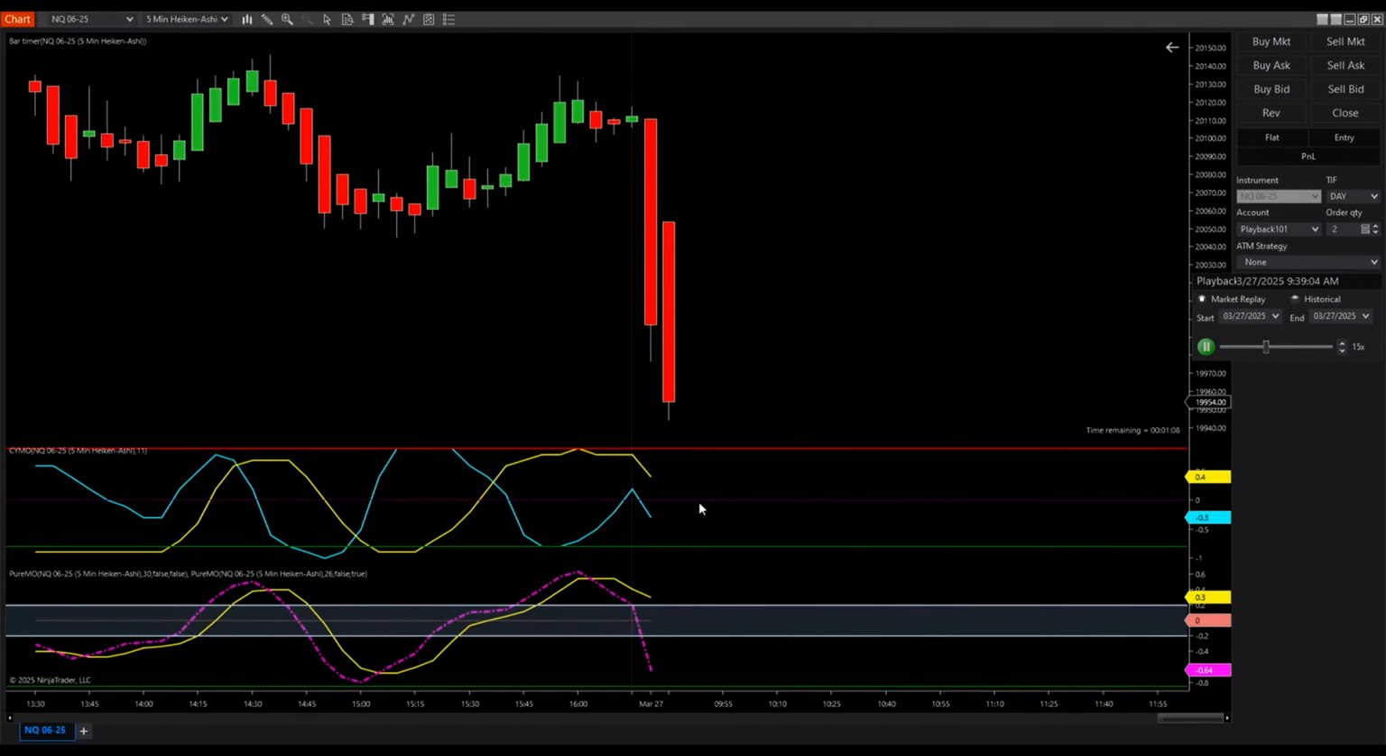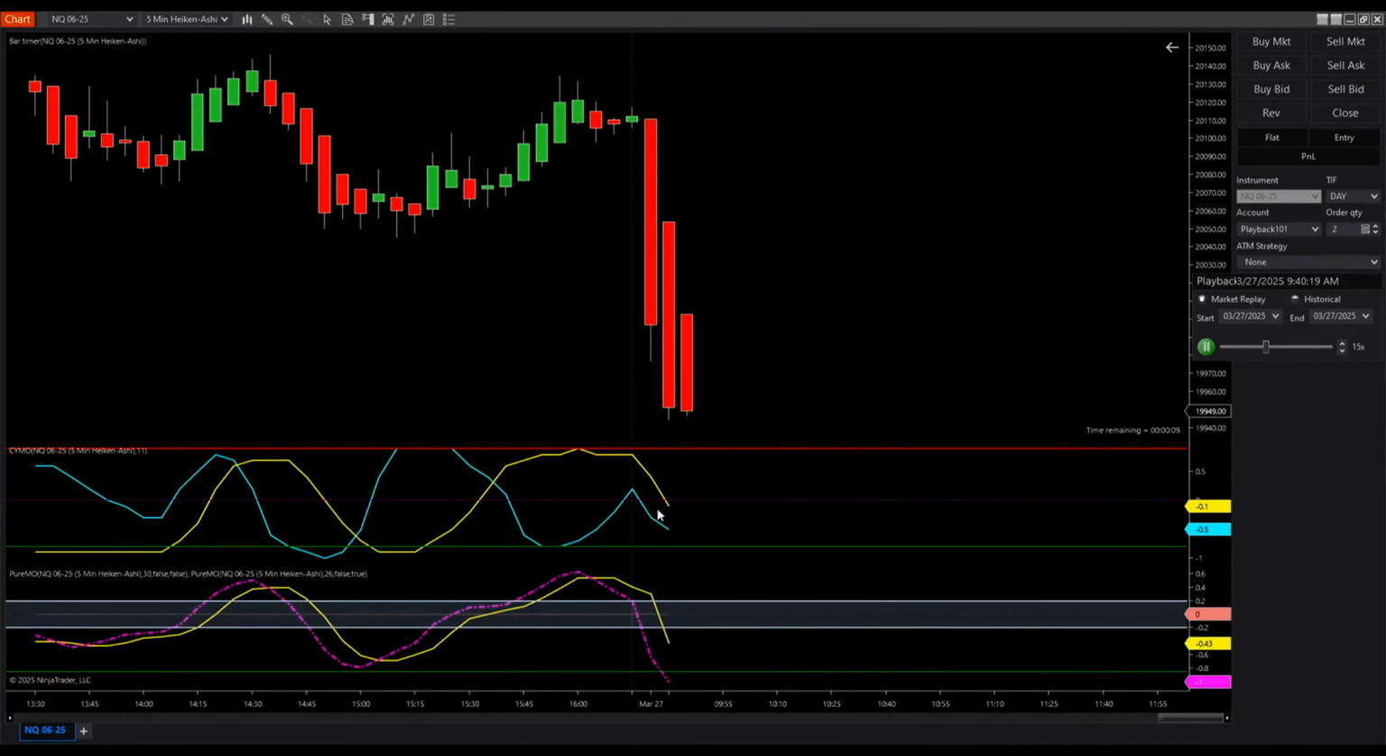So what do we see here on the chart? We see cycle and momentum both coming down right there. Now, look at what happened with PureMO at the bottom. It just hit the threshold. Anytime that PureMO hits this threshold at the bottom, guys, what it's telling you is that price is likely to reverse. Price is likely to go against you.